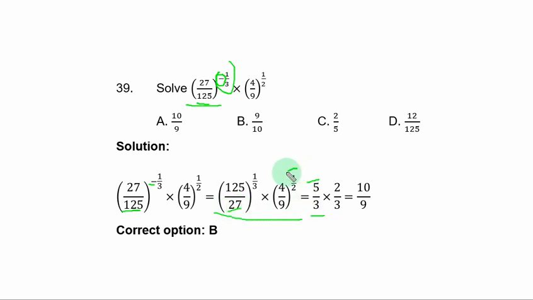1 over 2 here means square root. So square root of 4 is 2. Square root of 9 is 3. If you multiply, you have 10 over 9. Mind you, you don't find LCM when you are multiplying fractions. You multiply numerator against numerator and denominator against denominator. B is the correct option.